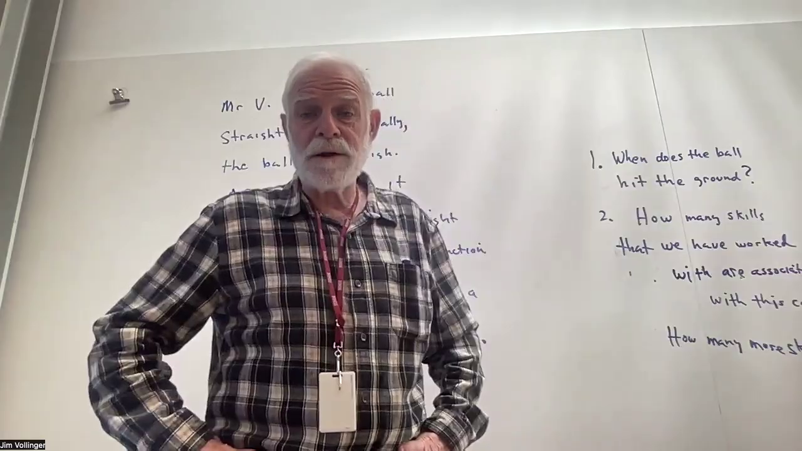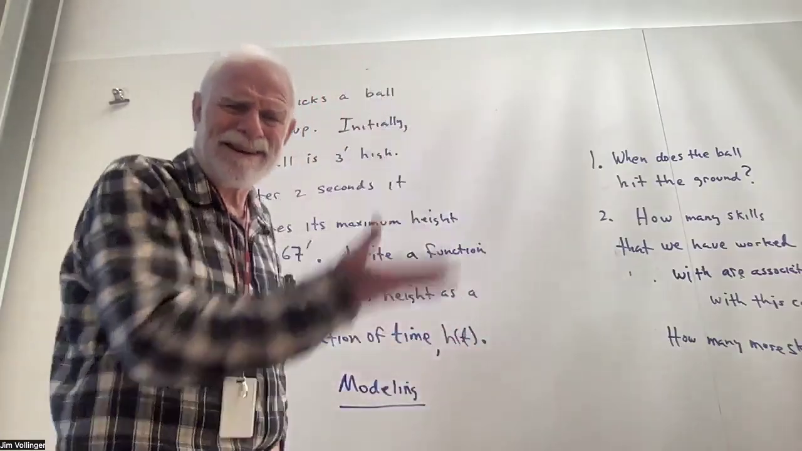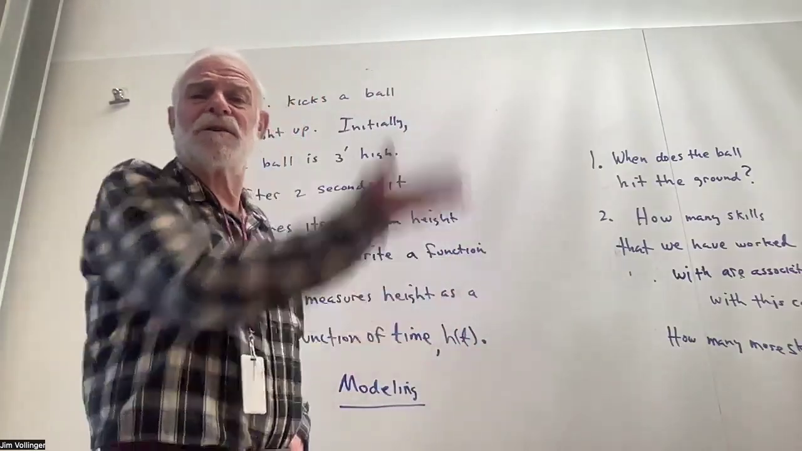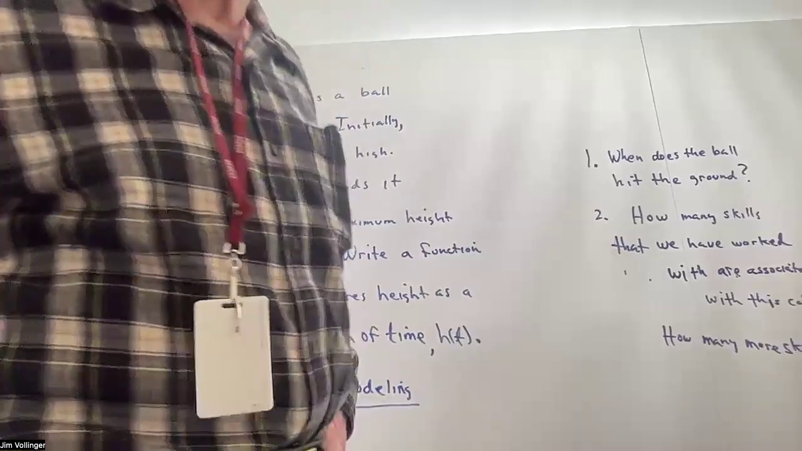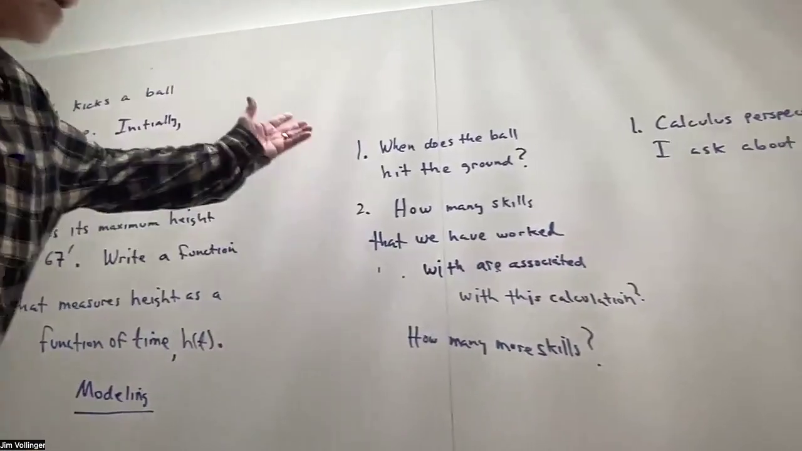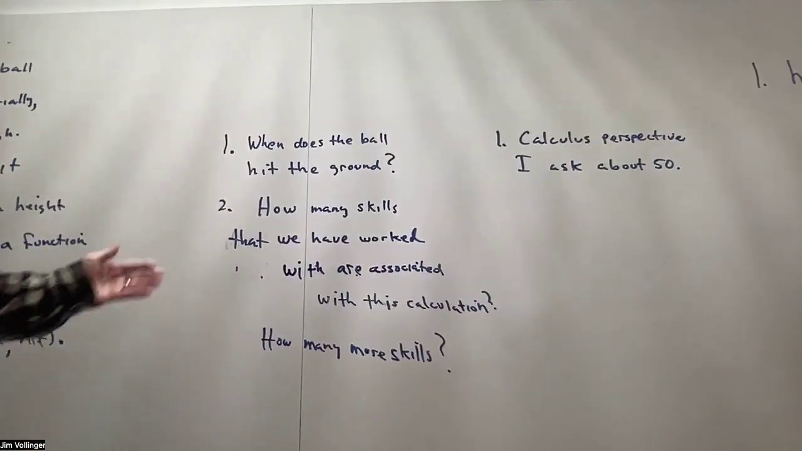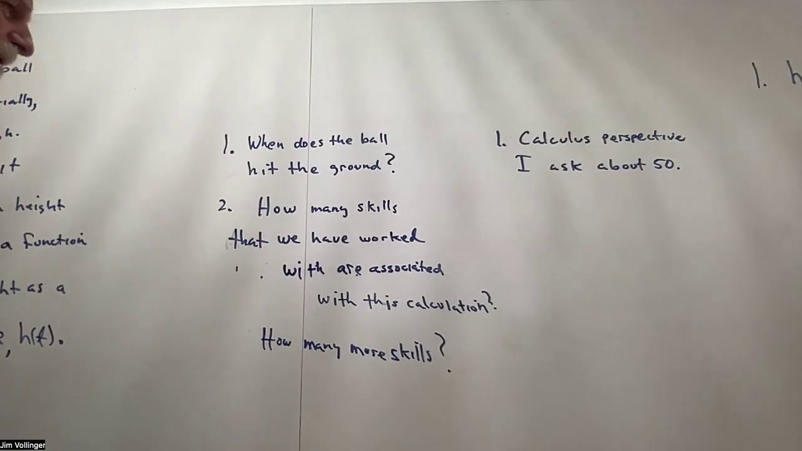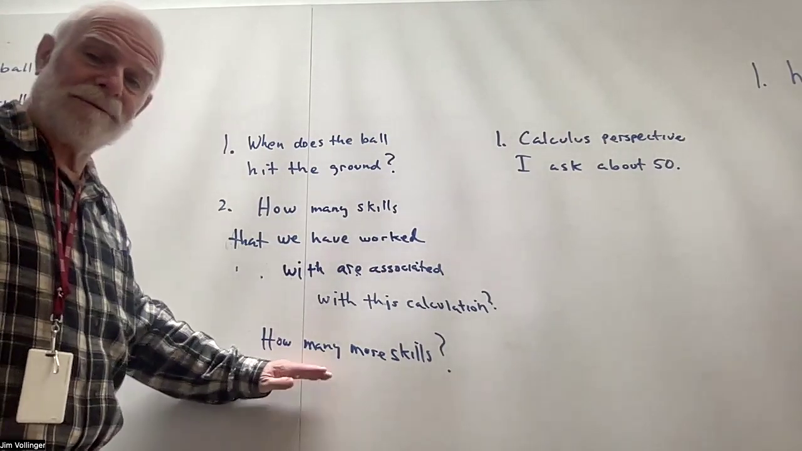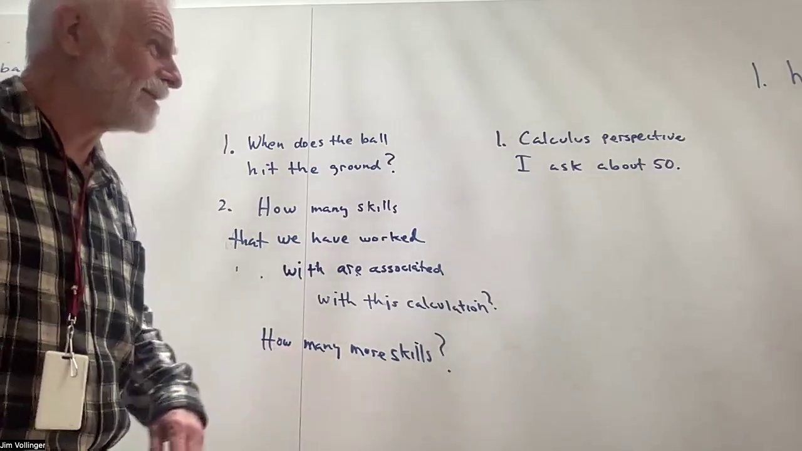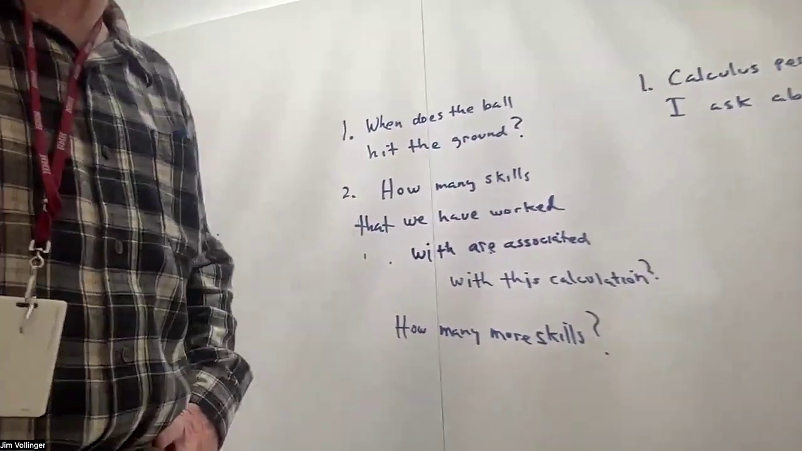To get the ball rolling. Well, it's not rolling. It's got a nice knuckle on it. Straight up and straight down. Maradona couldn't have done it better. All right. So some of the questions that I want to ask at this level are, when does the ball hit the ground? How many skills that we have worked on at this point are associated with this calculation? And how many more skills aren't? Well, that's a great question. All right, so let's have at it.